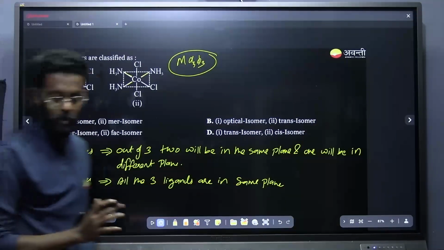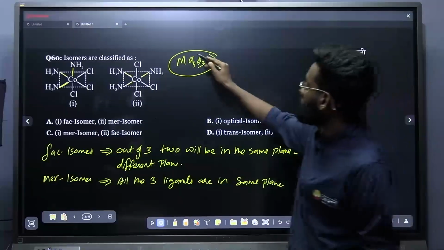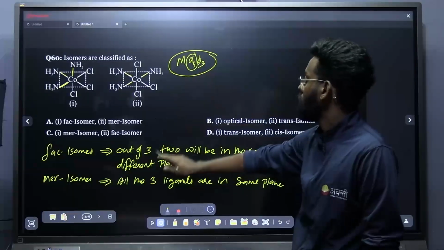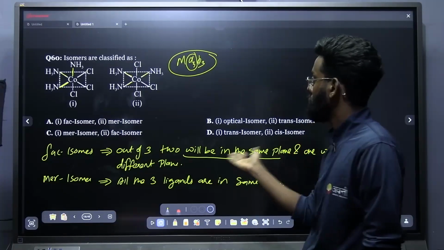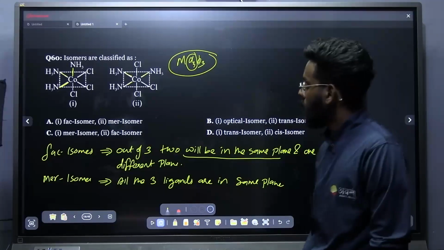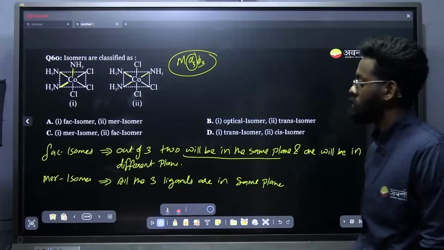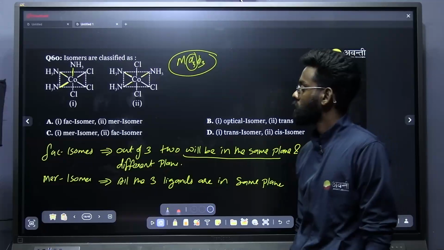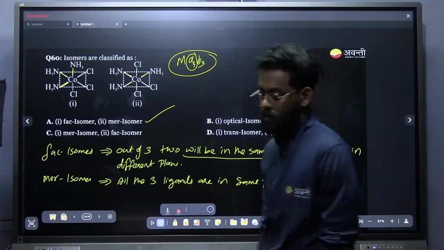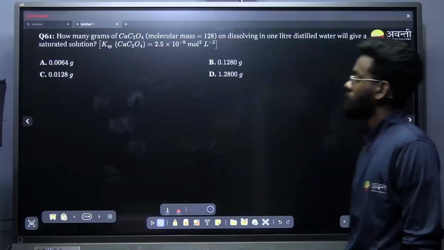Meridional and facial isomers will be shown by the MA3B3 type of compound, and in MA3B3 I am taking this A3. In that A3, if out of the 3 A molecules, 2 are in the same plane and 1 is in a different plane, then we call it a facial isomer. And if all the three are in the same plane, then we call it a meridional isomer. So the answer is first, A. Shall I move to the next question? Any doubt anybody having? Okay, we'll be moving.